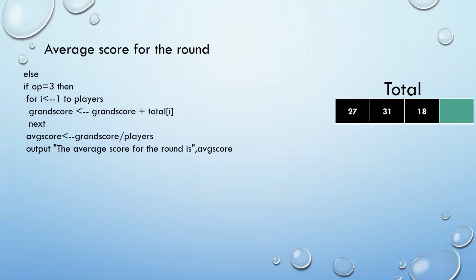If the option chosen is 3, now the loop will work for as many times as there are players. So in our question, we have 3 players. We have assumed 3 players. So the loop will work thrice. I have taken a variable called grand score, which will give you an overall total of the score. So initially the value of grand score is taken as 0. Now inside the for loop, I have put in a statement grand score plus total.